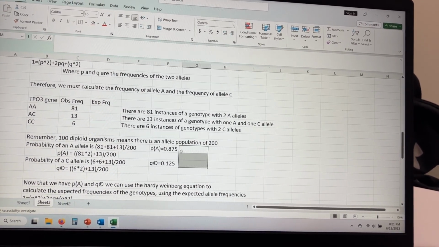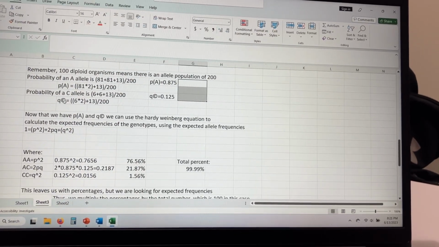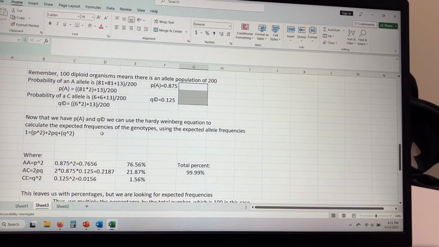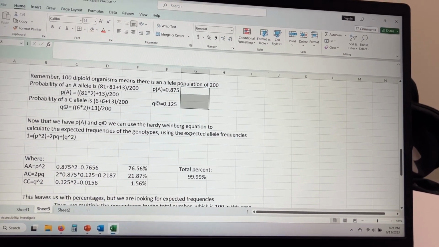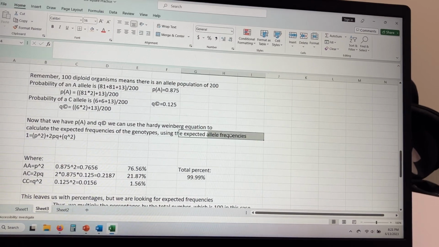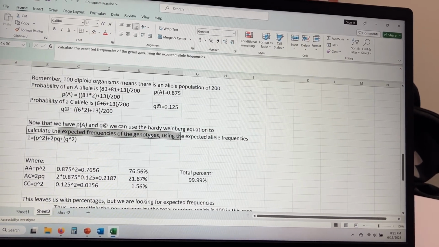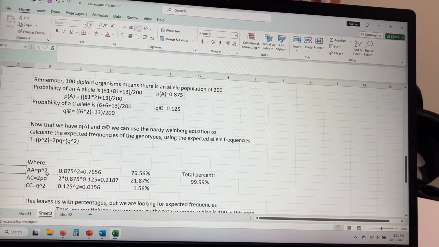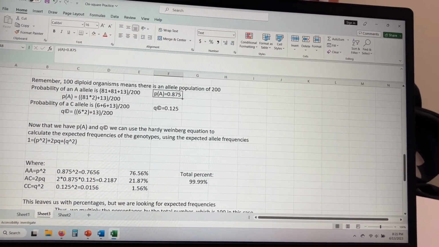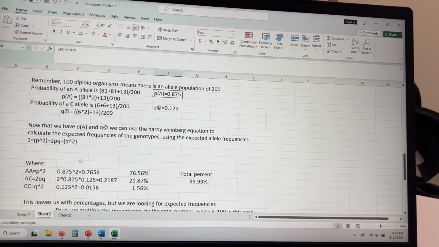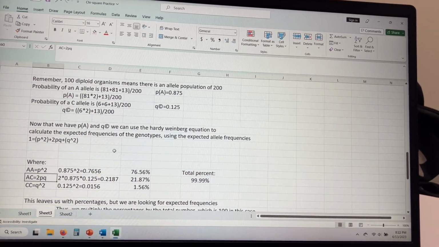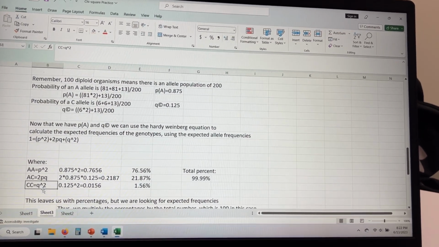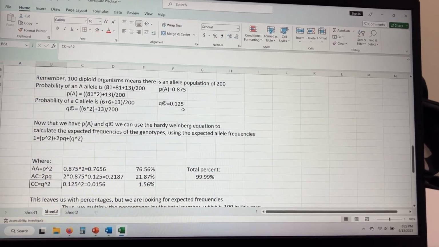And we'll take these probabilities and we'll look back to the Hardy-Weinberg equation, and using the discovered allele frequencies, we can calculate the expected frequencies of the genotype, where the frequency of AA is equal to p squared, and the frequency of AC is equal to 2 times the frequency of p times the frequency of q, and CC is equal to q, which is the frequency of C, squared.